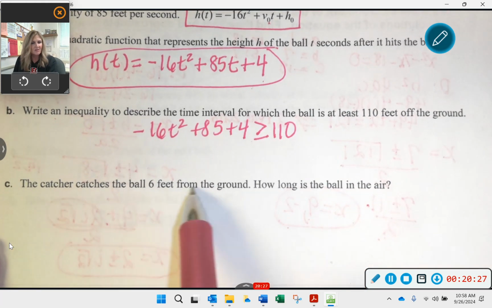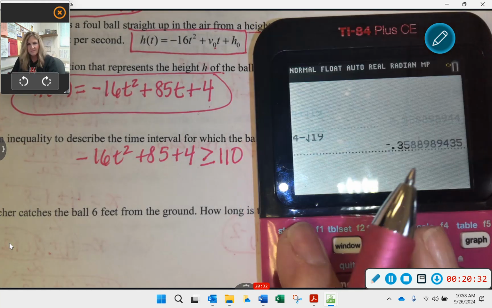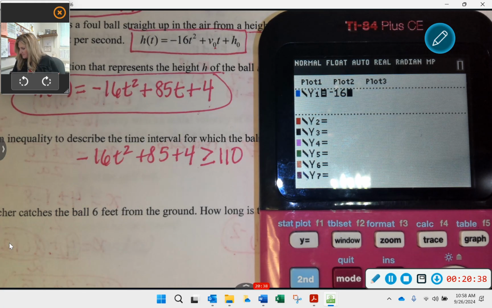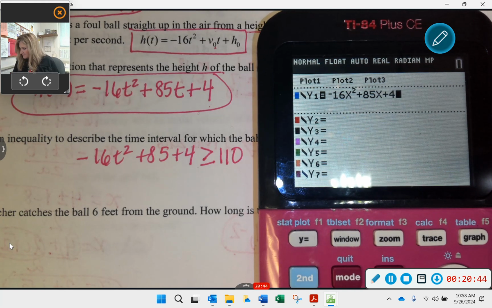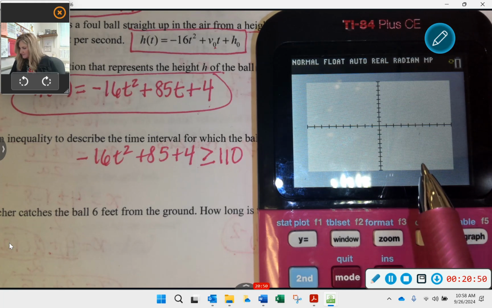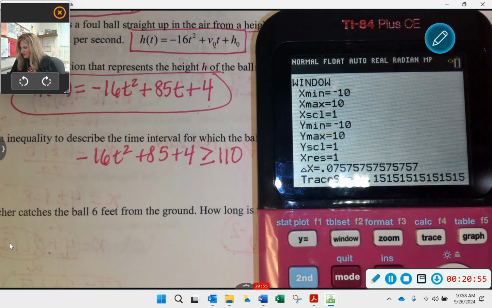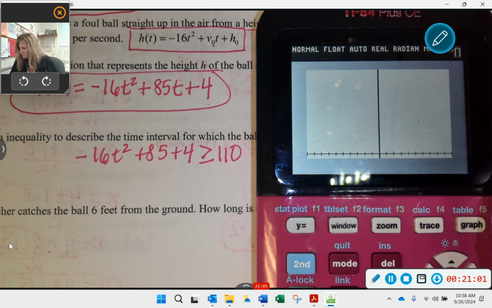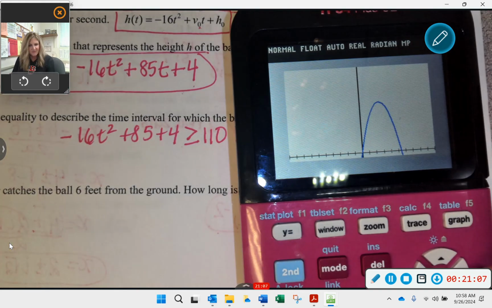The catcher catches the ball 6 feet from the ground. How long is the ball in the air? Well, let's go to our calculator. Let's type this in. Let's just hit graph and see what happens. Okay. I need to change my window to see up higher. I'm going to go kind of big. Let's try 200. That might be too much, but we'll see. Nope, that's fine.